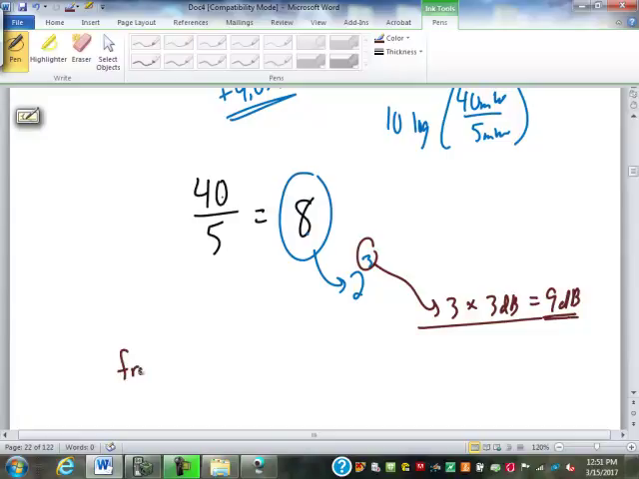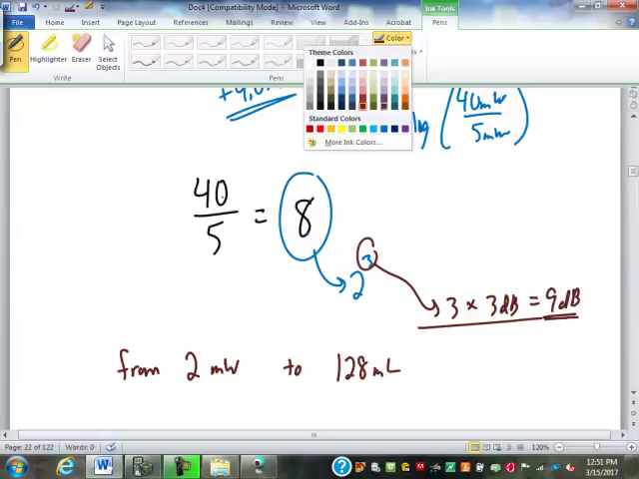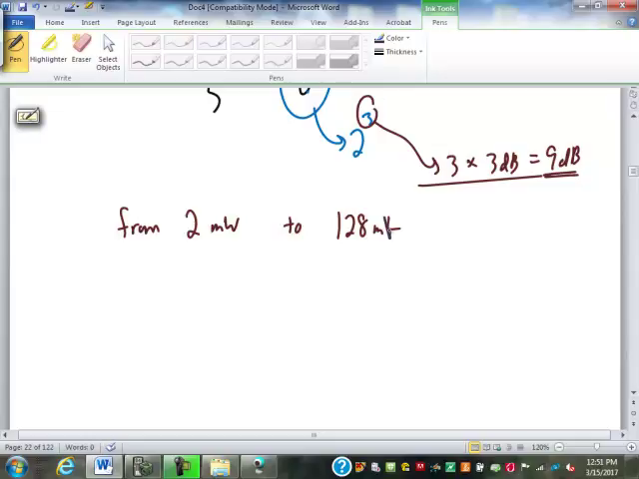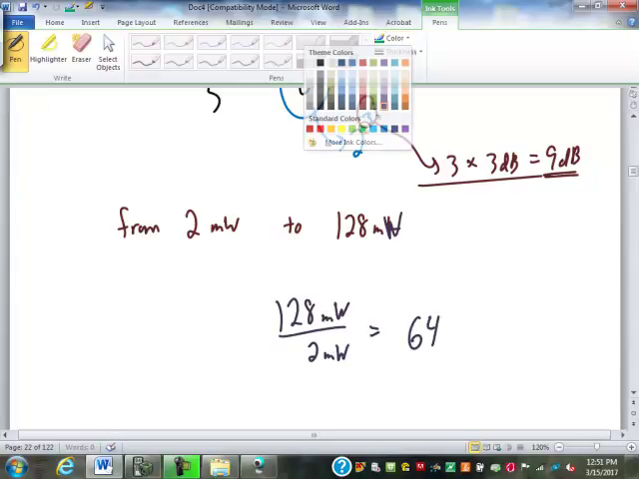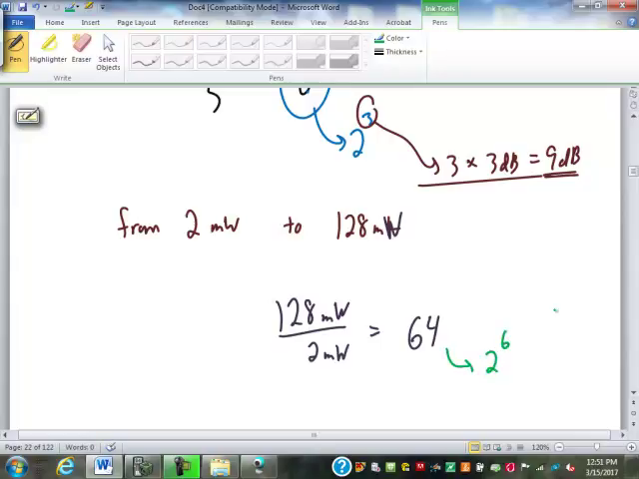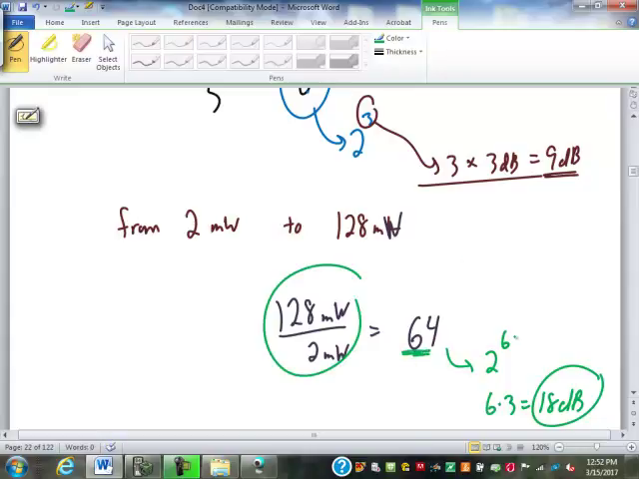Let's say we go from 2 milliwatts to 128 milliwatts. So 128 milliwatts over 2 milliwatts. That's gone up 64 times. 64 is 2 to the power of 6. So 18 dB gain. Whatever that power of 2 is, it would give you the same ratio. Now that only works if it comes out to an even power of 2.